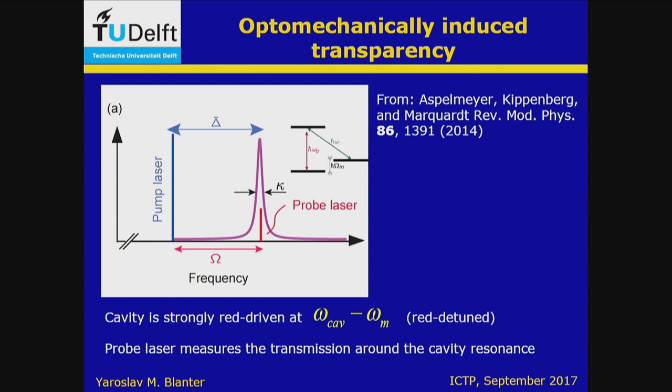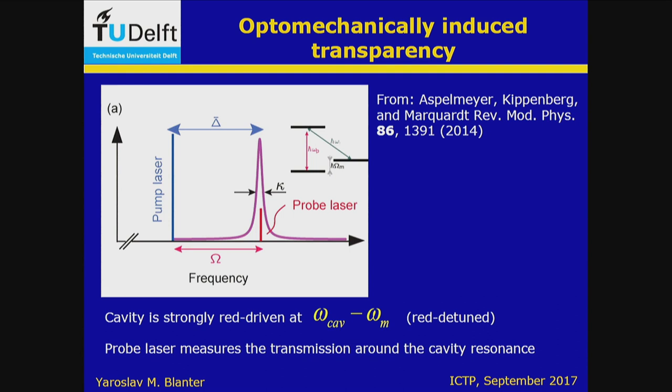Just to repeat, this is a setup for an experiment in which we drive a cavity by a pump laser at the frequency which is cavity minus mechanical, and we have a probe laser which probes the transparency of the cavity close to its resonance. I spent some time explaining it, John spent some time explaining it. We have seen the results. We know that there is this optomechanical induced transparency peak, which develops, which is very sharp and very high.